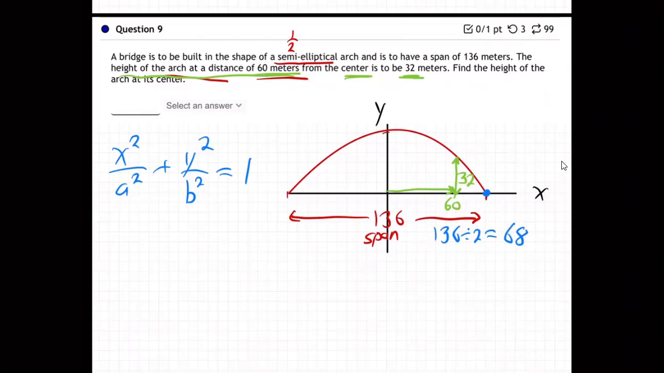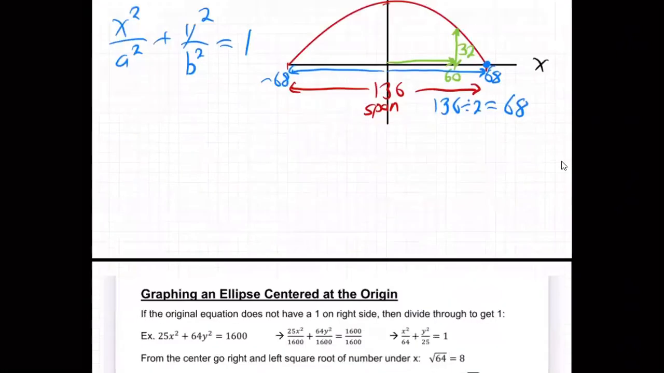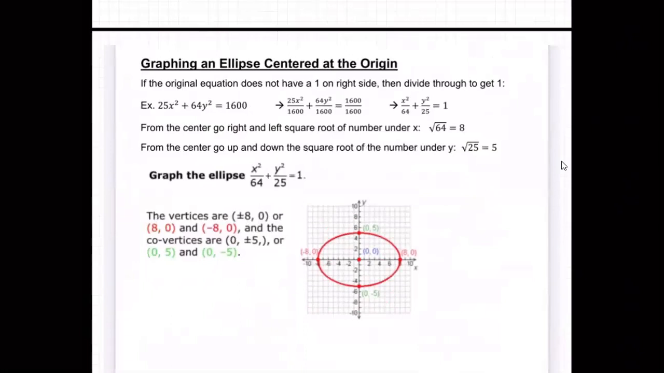So it must go 68 to the right. All the way over here must be 68. And it must be back this way, negative 68, because 68 and 68 make the total span of 136. See what I did? I just divided 136 by 2. Okay, so what? Well, look what it says here. Look at the original notes.